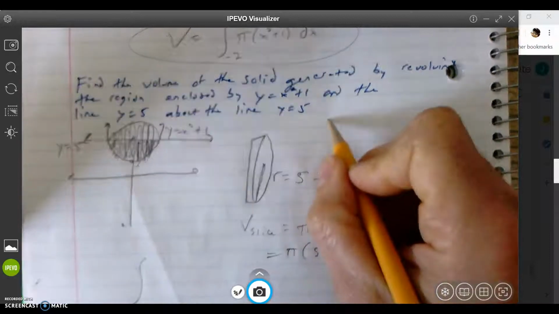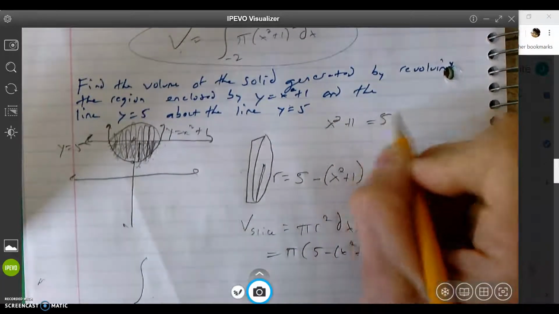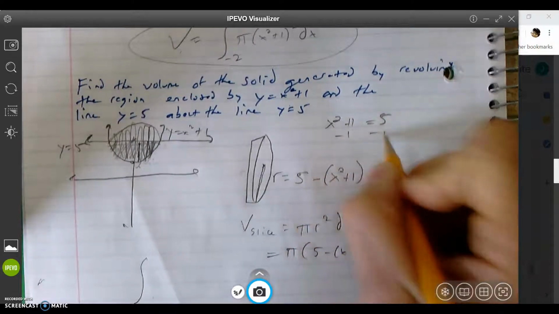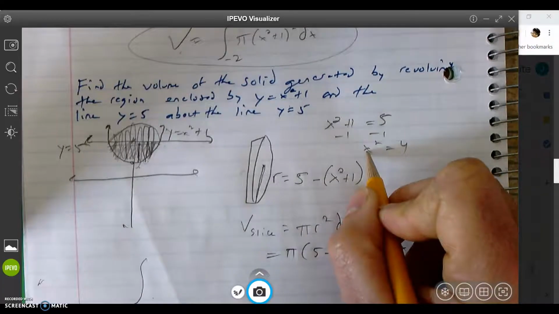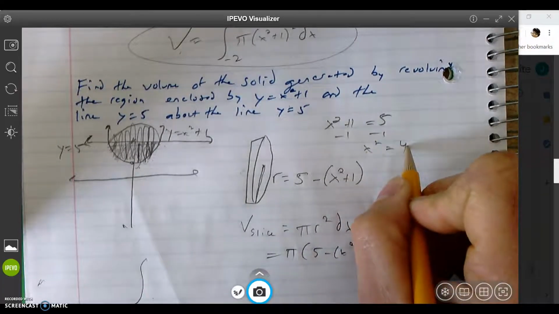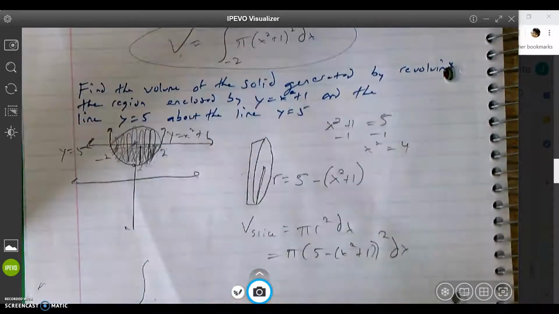Set the equations equal to each other, see where the points of intersection are. x squared plus 1 equals 5. Minus 1, minus 1. I was right. x squared equals 4, and so 2 and negative 2 squared equal 4. So this is negative 2, and this is 2 on the x.